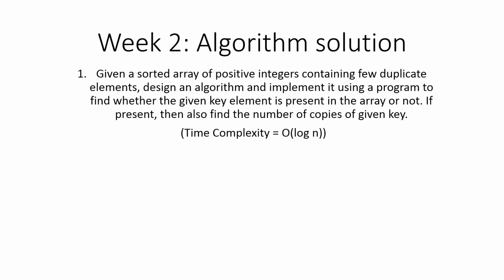So the question was: given a sorted array of positive integers containing a few duplicate elements, you had to design an algorithm and implement it using a program to find whether the given key is present in the array or not. If the given key is present in the array, then also find the number of copies of the given key, and the time complexity should be order of log n. You have to see that the time complexity should be order of log n, not order of n. Okay, so you have to implement it like that. The time complexity should be order of log n. So in the next slide I will discuss the approach.